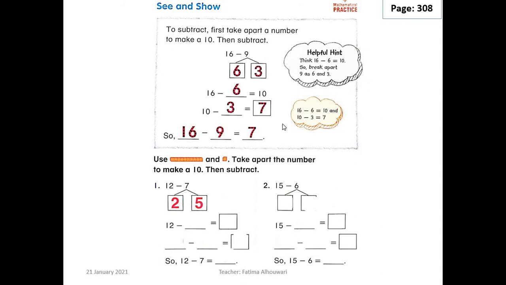So now the second step is to make it 10. Now it's 12 minus the first part to get 10. So 12 minus 2 equals 10. Now we have 10. And the next step is to subtract the other part of 7. Now we have only 10 rather than 12. So 10 minus 5, the other part or the left part of 7. 10 minus 5 equals 5. So 12 minus 7 equals 5.